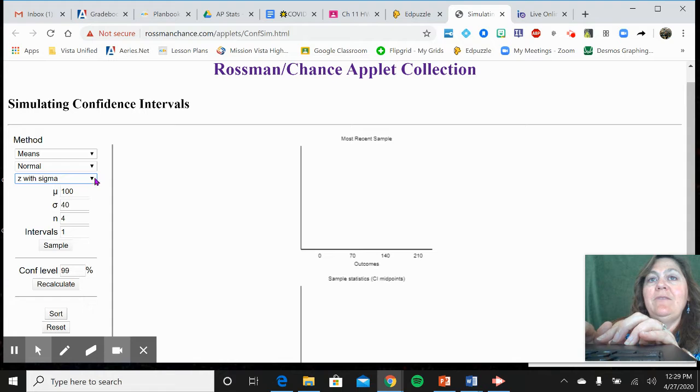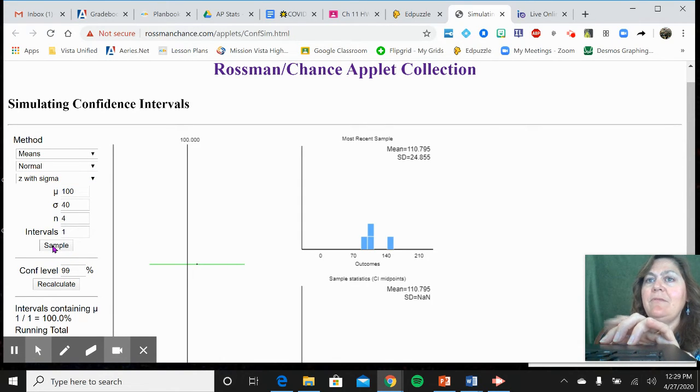I am starting here with the means with normal curve and using Z with sigma, how we learned in chapter 11, what we've already done. We're going to say the true mean was 100, and here's sigma, and we're just going to take random samples of size 4 for the heck of it. Okay. I set my confidence level to be 99%. So you can do the same thing when you get to play with this, but let me show you what starts happening.